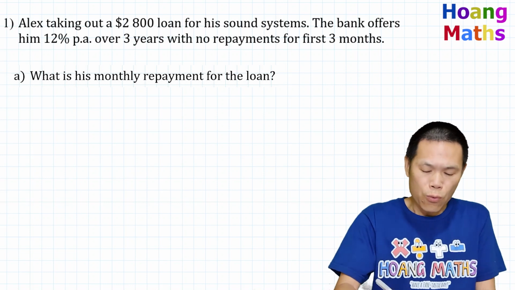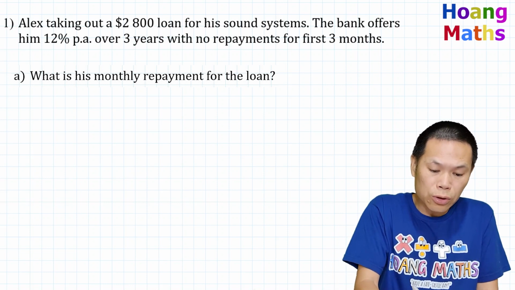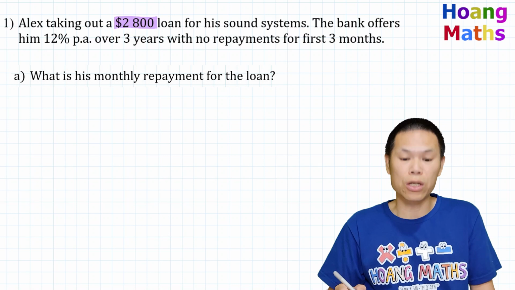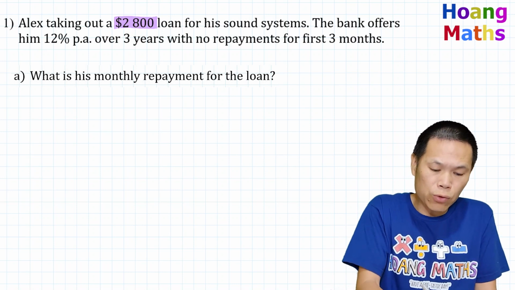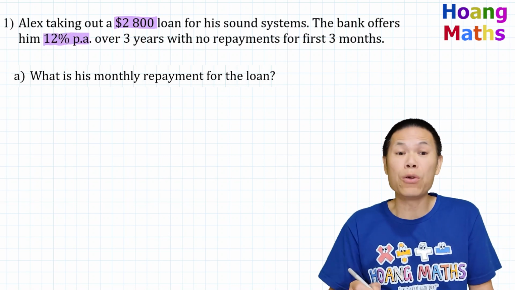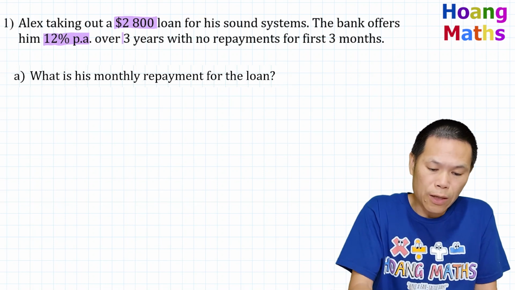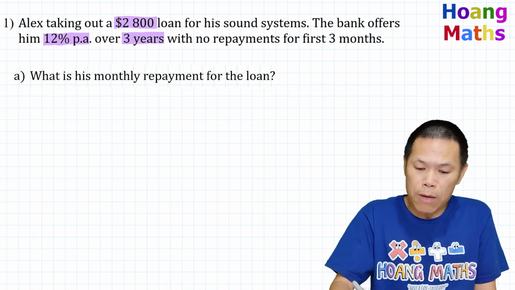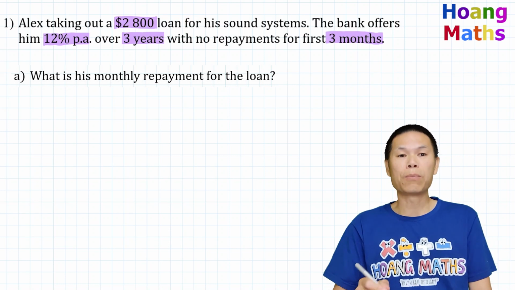So first of all, we know that he borrows $2,800 and the interest rate is 12% per annum over 3 years. And there is no repayment for the first 3 months. So keep that in mind.